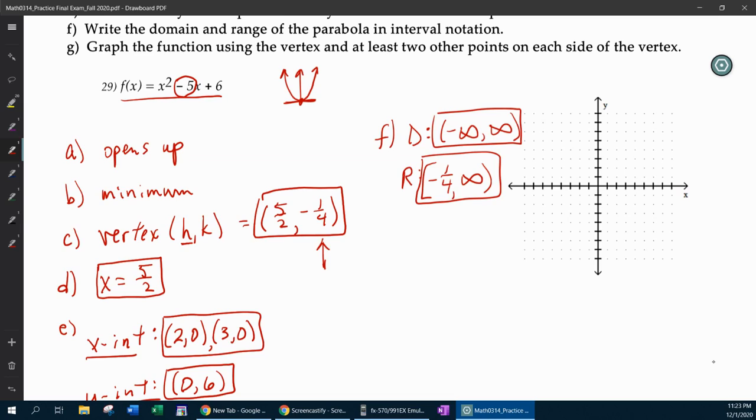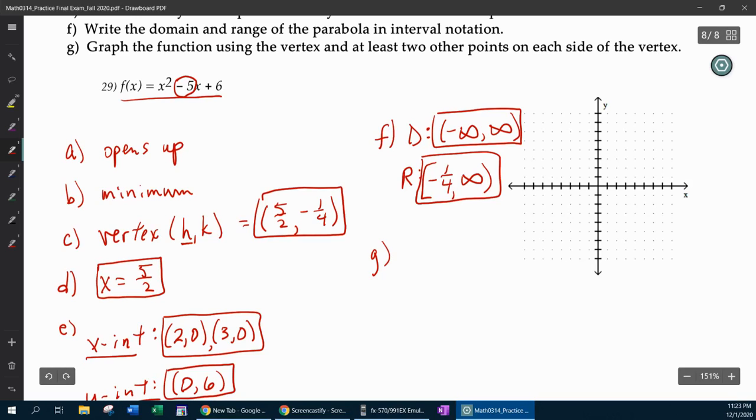It's always going to be from the y-coordinate of the vertex to infinity if it opens up. And if it opens down, it will be negative infinity up to the y-coordinate of the vertex.